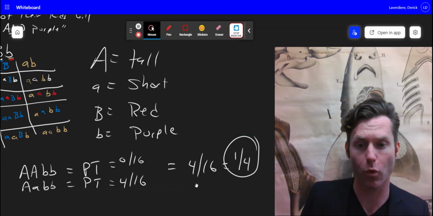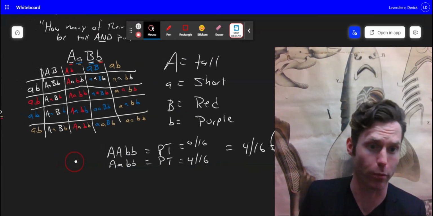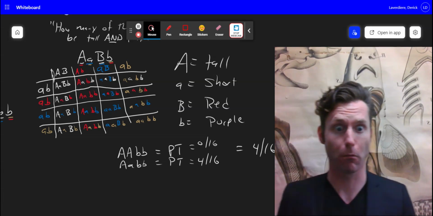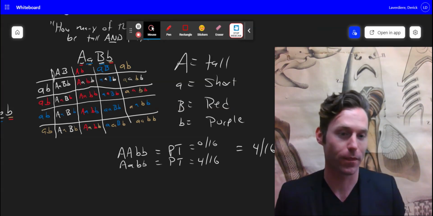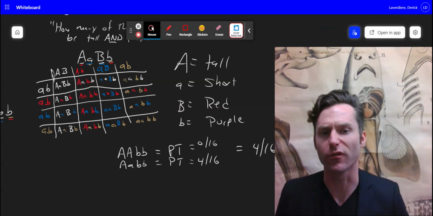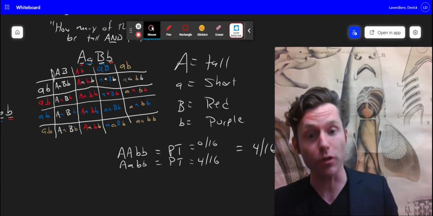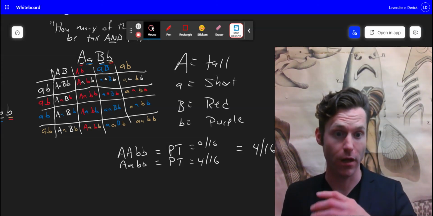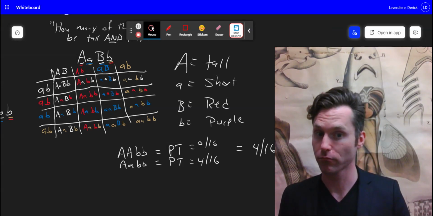So 1 out of 4 of the babies from this organism should be tall and purple, or purple and tall, same thing. And so if I had 400 babies, I'd expect 100 of them to be tall and purple. It might be 98, it might be 104. That's the same as 100. Cool? So big Punnett squares when we're looking at more than one trait as a single phenotype. So tall and purple, that's one phenotype.